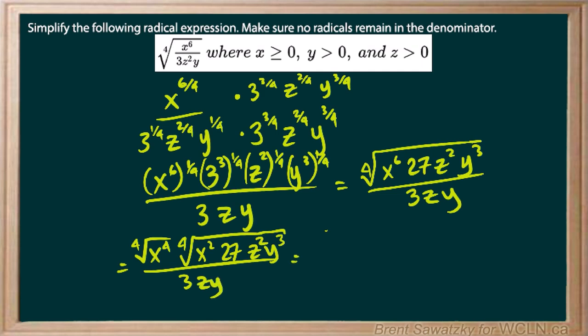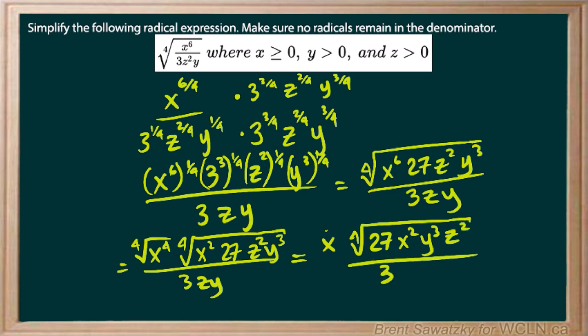Okay, so that means the x is just an x there, 4th root, and x to the 4, so they cancel each other out. And then we have the 4th root of all that leftover stuff, and it makes more sense to bring the 27 to the front. X squared, might as well put the y next, and then the z squared, and finish that off. And that's all over 3zy. And there we go. That would make a good final answer.